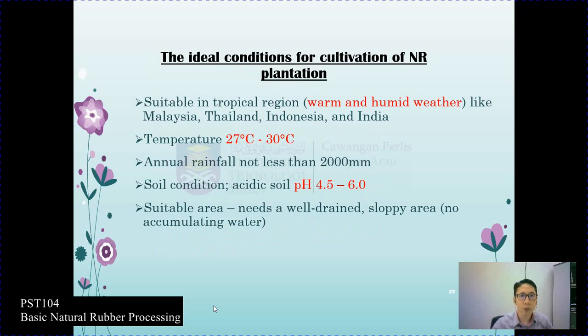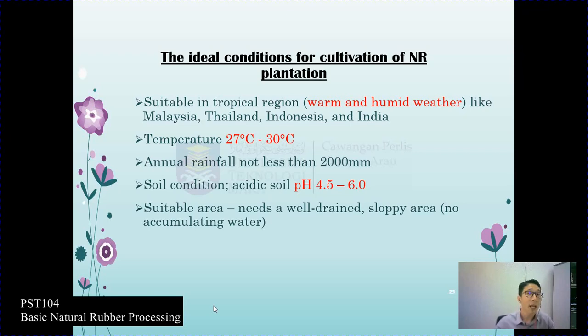Next, we go to the ideal condition of cultivation of NR plantation. I did mention earlier about the cultivation of the Hevea brasiliensis in Malaysia. So NR plantation requires some ideal conditions in order to produce a good amount of latex to produce a rubber. It is known that the tropical region, which is warm and humid weather like Malaysia, Thailand, Indonesia and India, is the most suitable region to cultivate this Hevea brasiliensis.